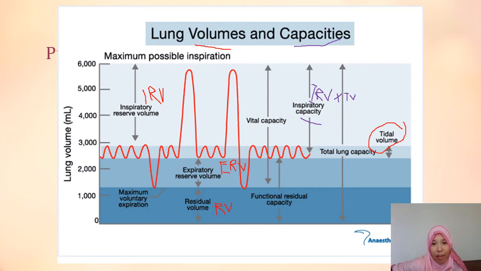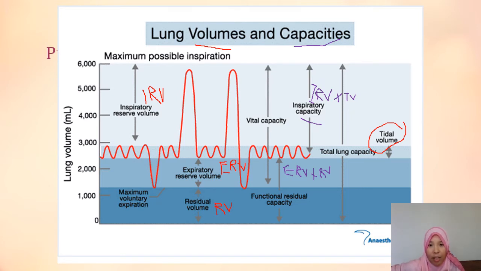And then if you add on the ERV with RV, where RV is the residual volume, if you add ERV and RV, you will get the functional residual capacity, FRC.